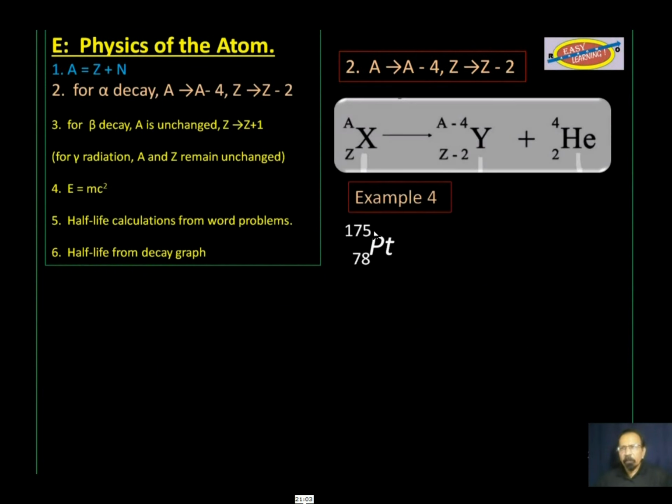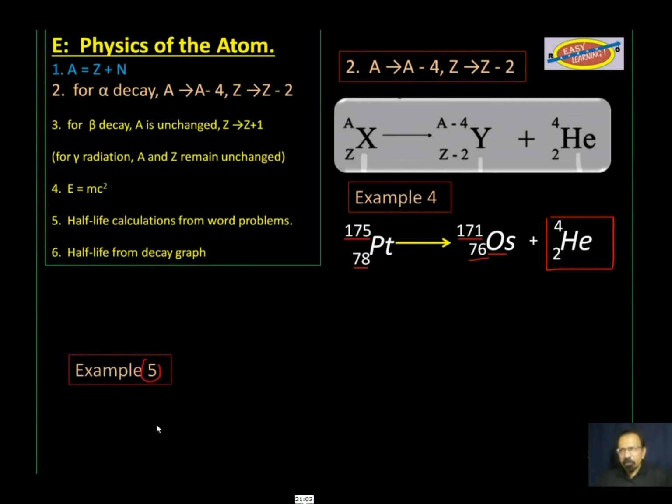Example 4, platinum, 78, 175. That would give us osmium plus, of course, helium, because we are dealing with alpha decay. Alpha decay is always helium. So what do we have here for this osmium? What is its nuclear number and what is its proton number? If you take 4 away from that 175, you will get 171. And if you take 2 away from that 78, you will get 76.